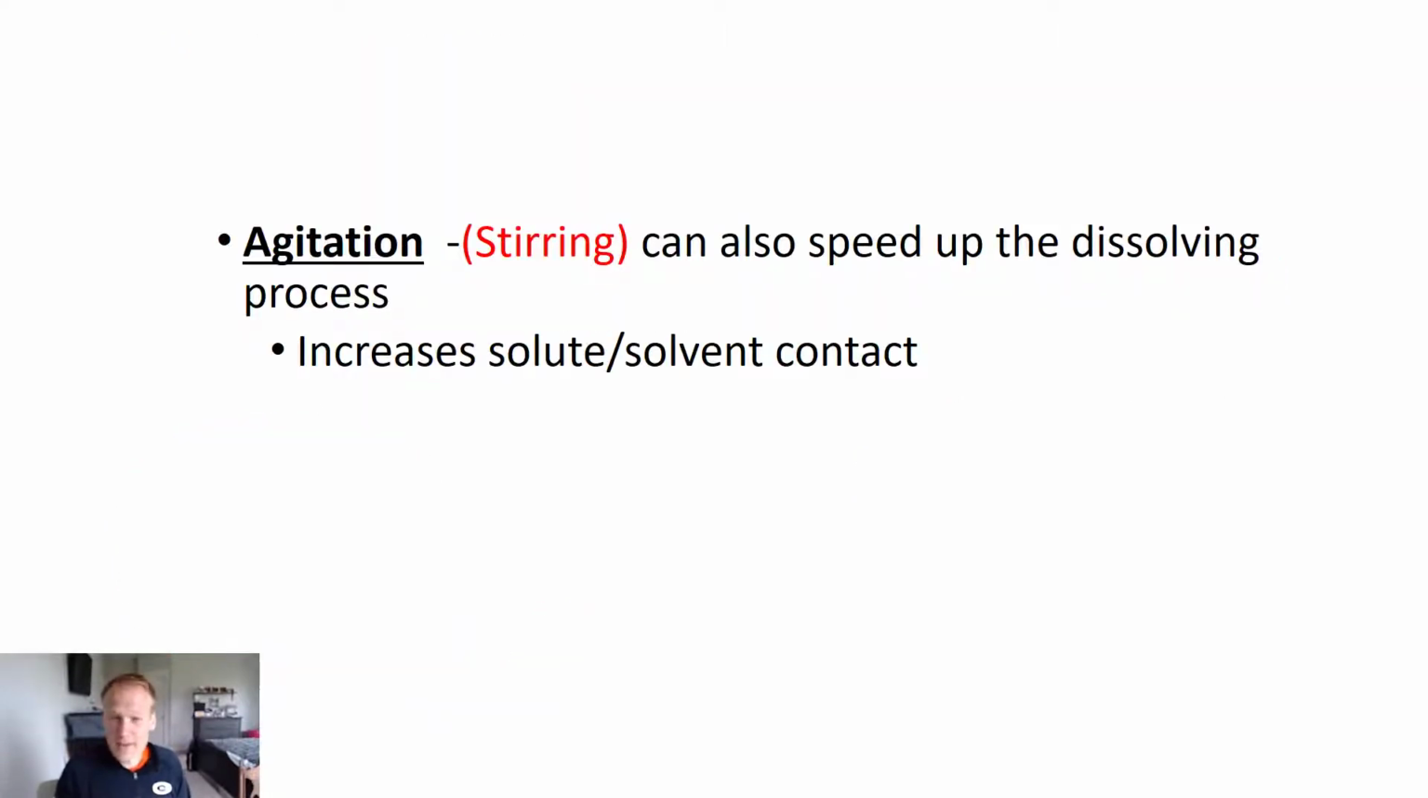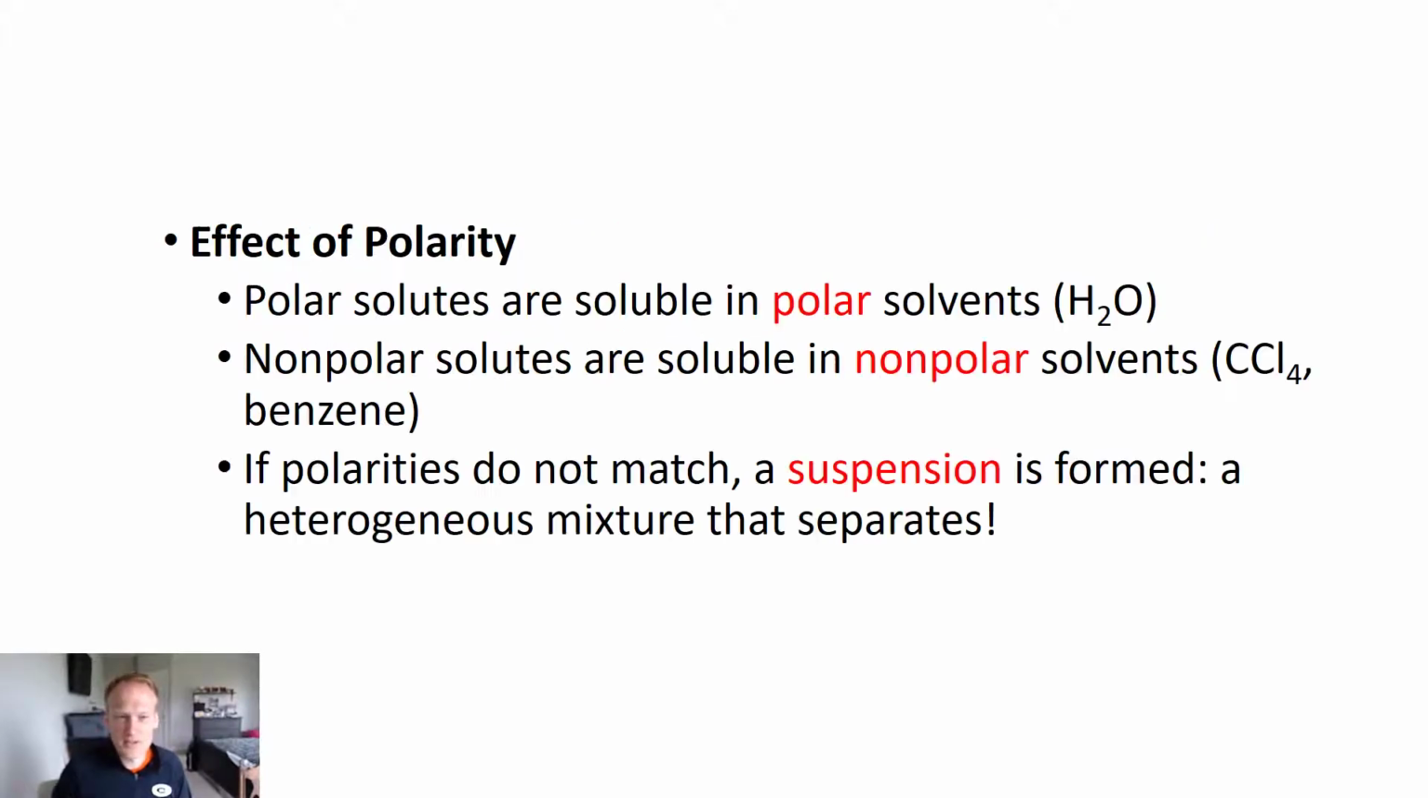And a 4th way we can change the rate of solubility is agitation or stirring. This is something you understand too. When you want something to dissolve, what do you do? You can shake it in a test tube. You can stir it with a stir rod. This is going to increase the solute-solvent contact and speed the solubility reaction along.